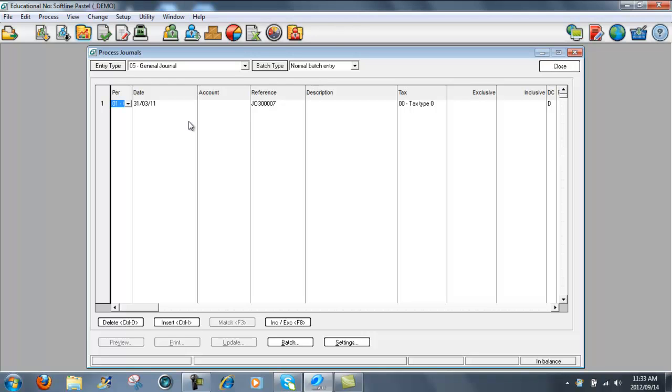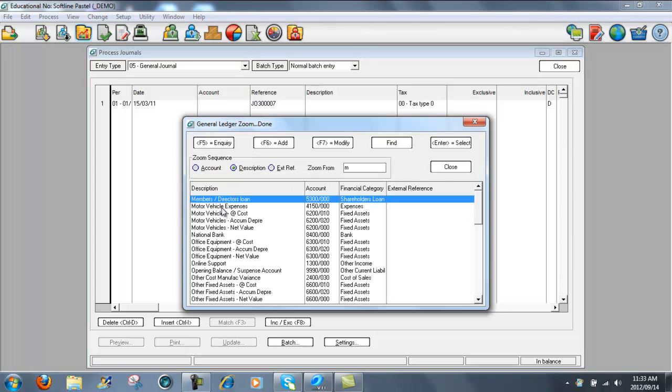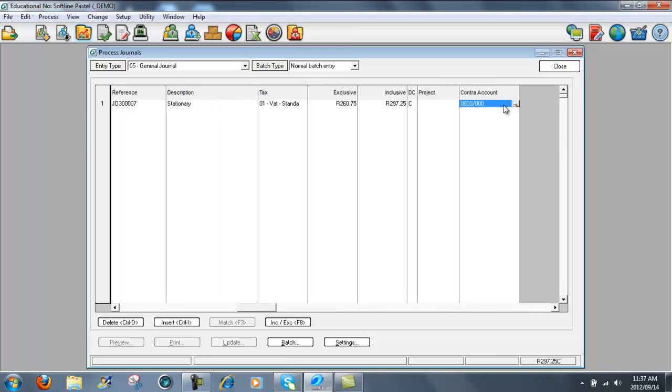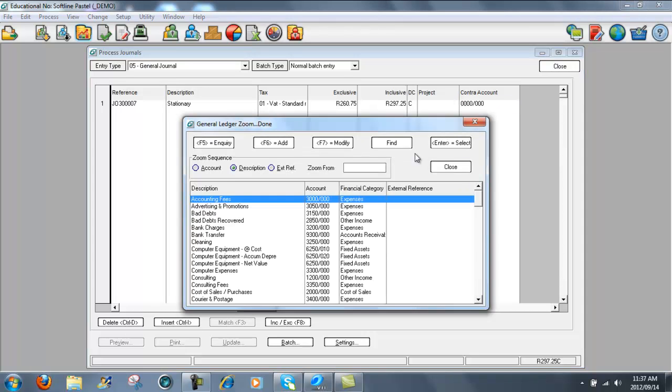If I look at this slip from Mario Stationery Store, I will see that it happened on the 15th of March. The account now is the member's loan. The description was for stationery. Tax is 01 and the full amount is 297.25. It will be credited, and the contra account is printing and stationery.